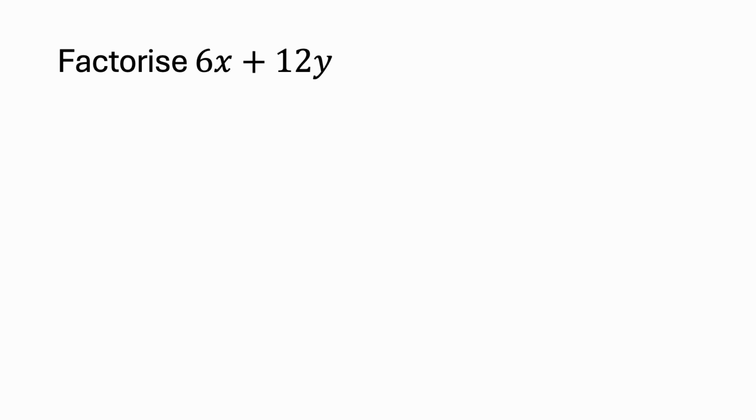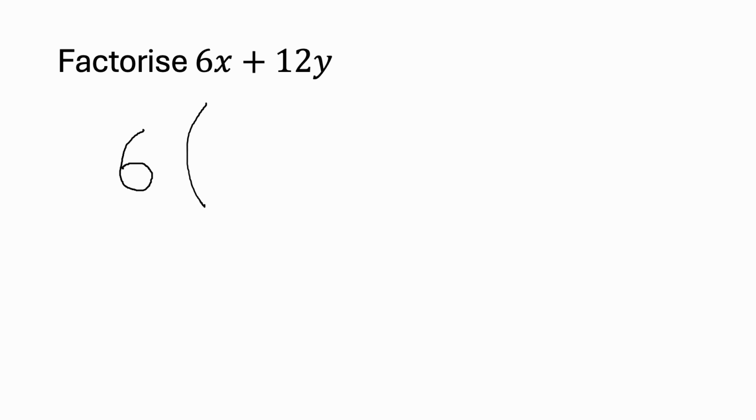Let's look at the numbers first. 6 and 12. What is the highest common factor between 6 and 12? Well, that is going to be 6. So we're going to write 6 outside our brackets. And now let's look at the letters, so the x and y. Do they have a highest common factor? No, they don't. So between 6x and 12y, the highest common factor is 6.